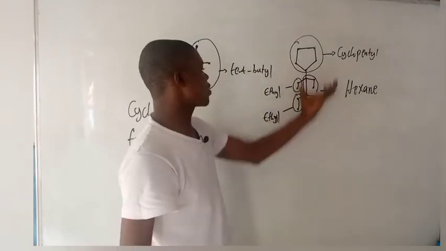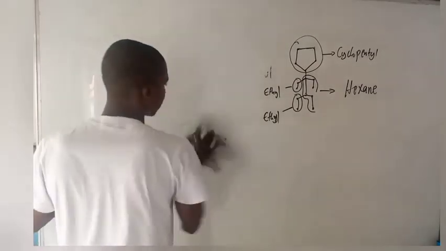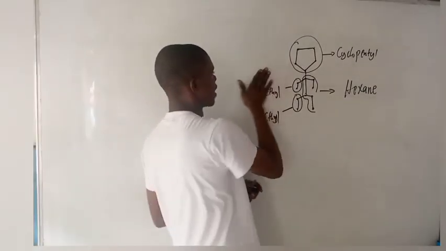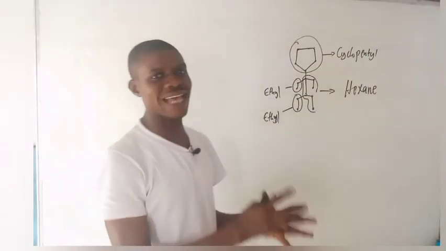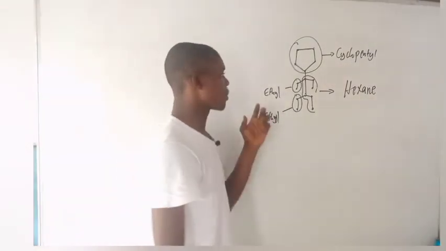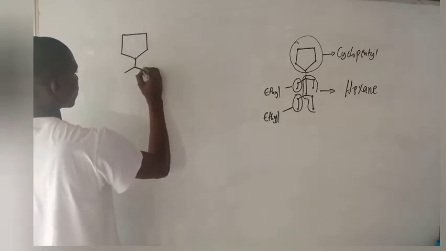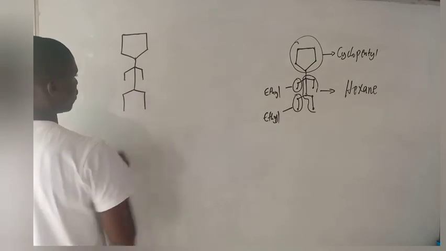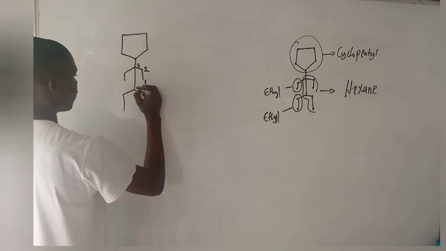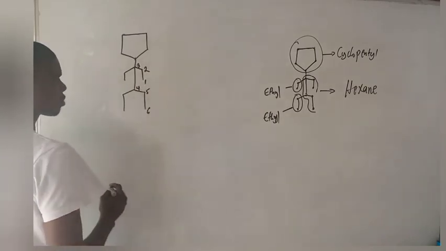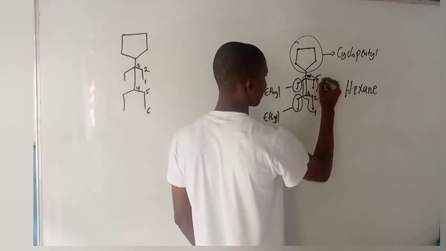You get? So how do we now number it? Let me write space here. Remember there are two directions you can number. You can start your number from here, or you can start your number from here. Do you get that? But you're going to take the one that gives you the lowest possible number. So I'm going to draw this one again. So if I start my number from here, here I have 1, 2, 3, 4, 5, and 6. If I start my number from here, I have 1, 2, 3, 4, 5, and 6.